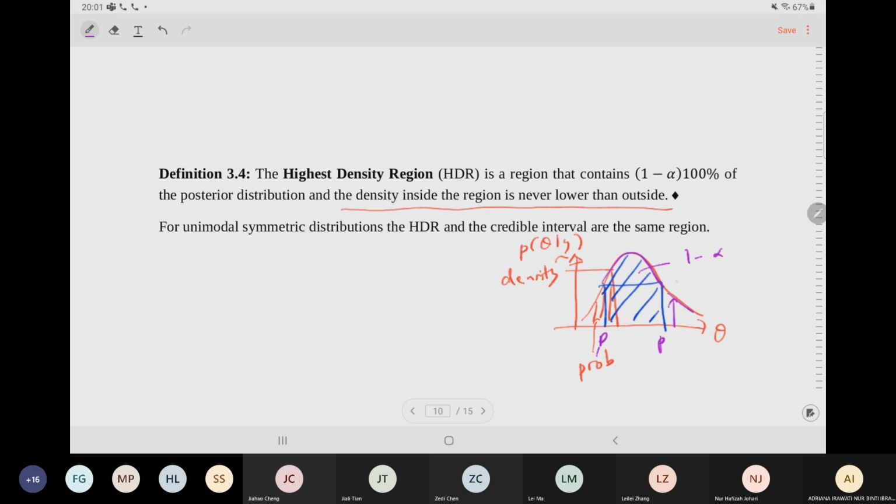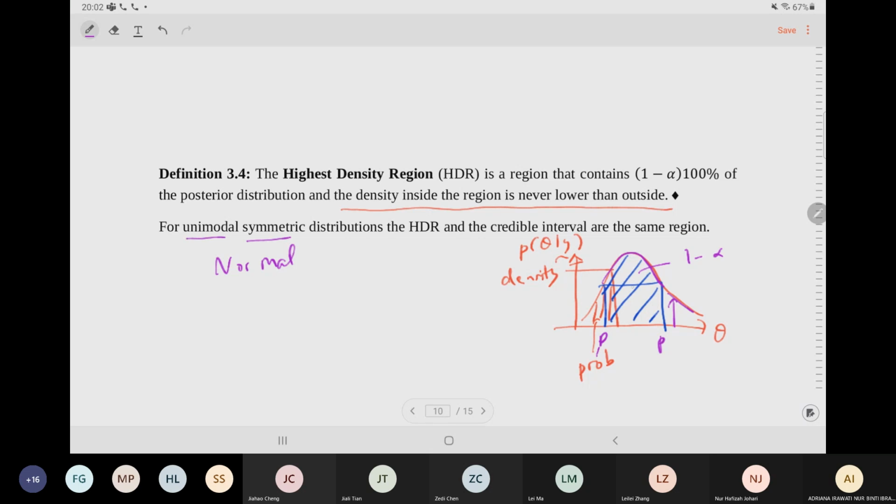But anyway, just take note. If you have a unimodal symmetric distribution, then the HDR and the credible interval are the same region. What is unimodal? We have one mode and it's symmetric. Usually that's the normal distribution. So if you have a normal distribution, then the HDR and the CI are the same region. But if you have more than one mode, or a non-symmetric distribution, then the HDR and the CI are usually not the same region.